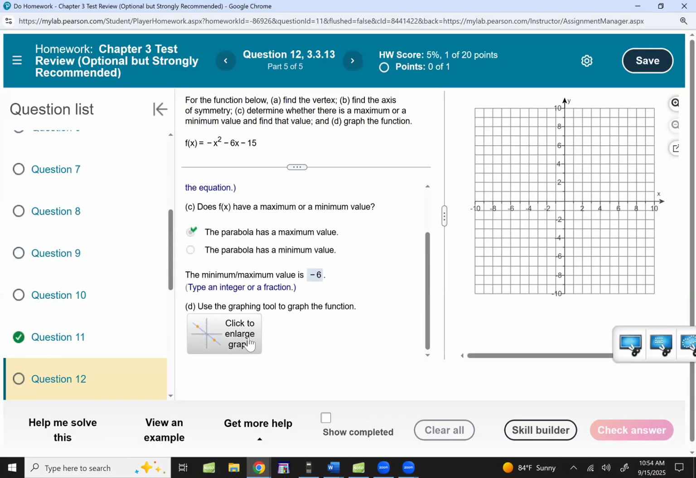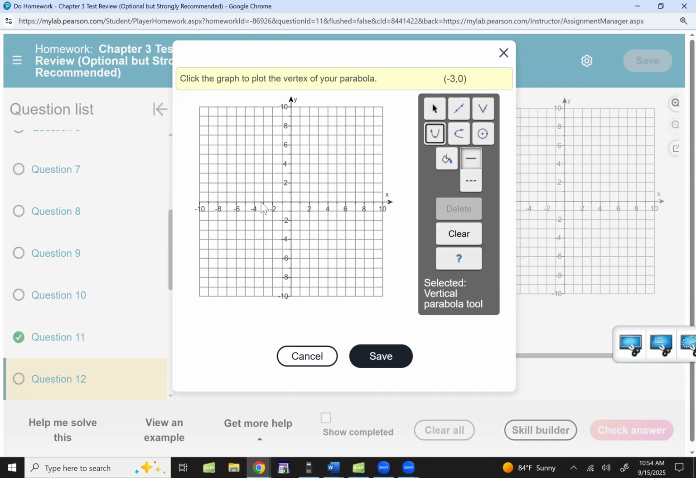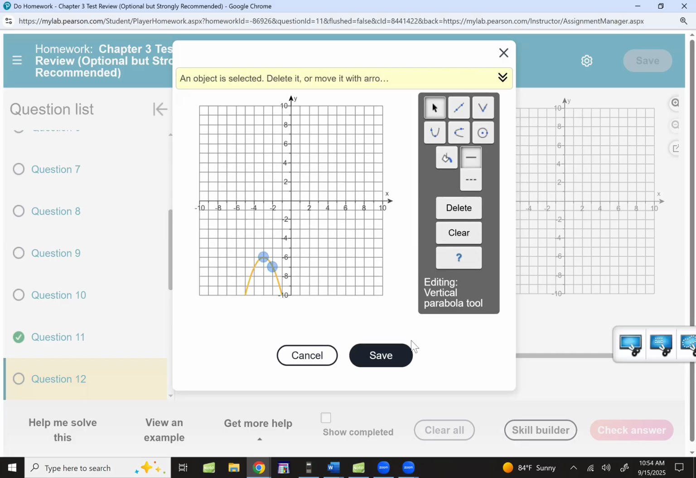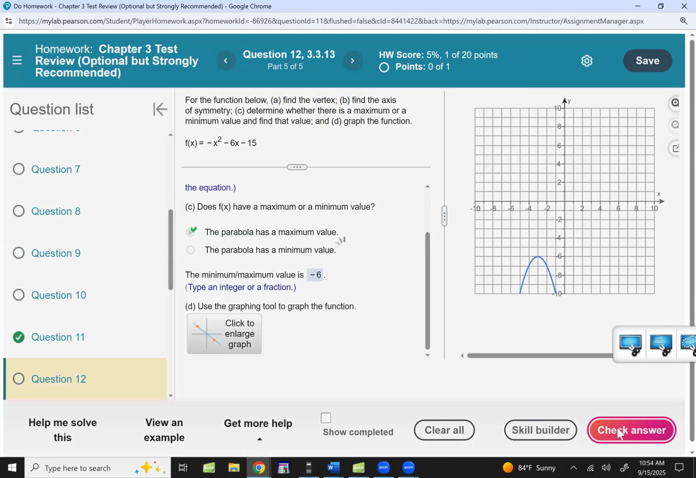So let's go try to put these in. -3, -6 was your vertex. And then we had a point here. Oh, it looks like it only needs one other point. Nice. Okay. Let's see. Perfect.